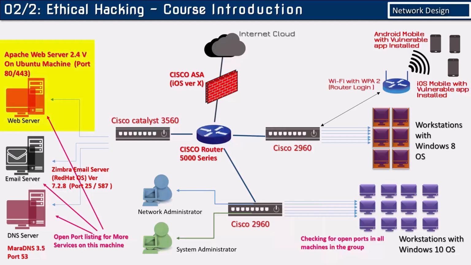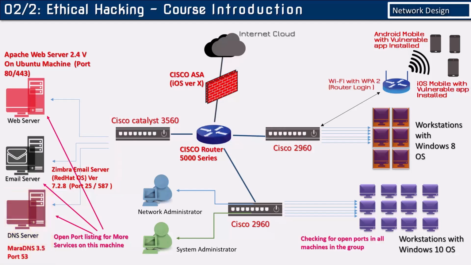Now when it comes to the servers, the web server has Apache web server version 2.4, and port number 80 or 443 might be open. Similarly, they have a Zimbra email server on a Red Hat machine, not Windows but the Red Hat operating system, with version number maybe 7.2.8, and a DNS server of ManaDNS version 3.5, and port number 53 is open.